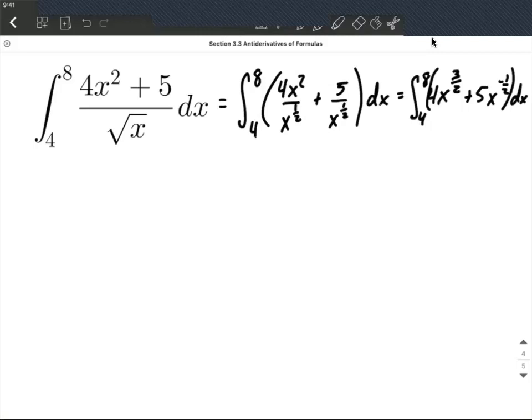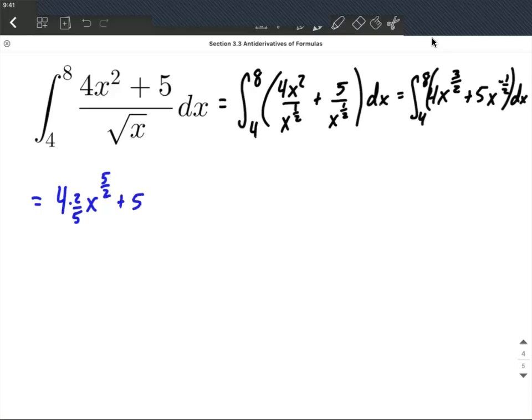We can use our power rule at this point. So we'll bring the 4 along. We're going to increase the exponent by 1 using the power rule. So 3/2 plus 1 is the same thing as 3/2 plus 2/2, which makes 5/2. Now normally we divide by our new exponent, but because it's a rational exponent, I'm going to multiply by its reciprocal instead. Then we're going to bring along that next term.